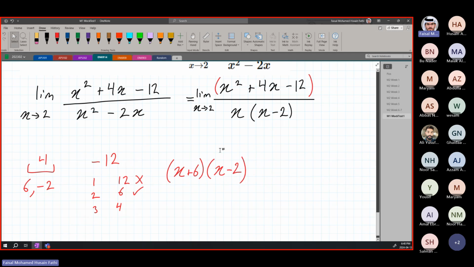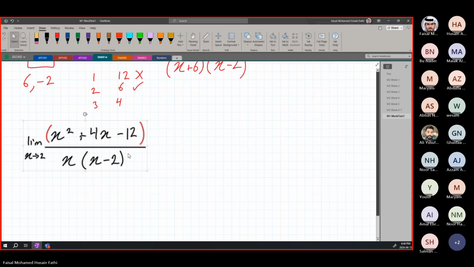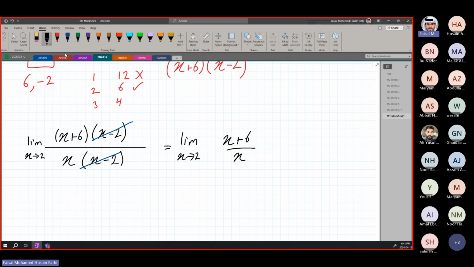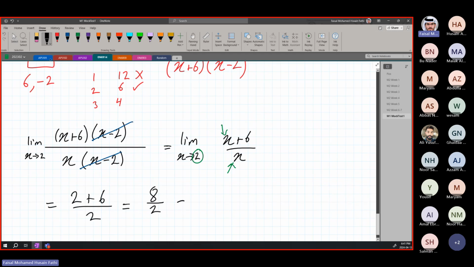All right, so now if we rewrite the equation, this is the equation. We're just going to rewrite it again. So the top part, we found its factors, which are x plus 6 and x minus 2. If you notice now, we can cancel this x minus 2 with this x minus 2, we will remain with the limit of x as it approaches 2 of x plus 6 divided by x. Now we can substitute the value of 2 inside of the x's to find the final limit. So it's going to be 2 plus 6 over 2, which is 8 over 2, which is equal to 4.